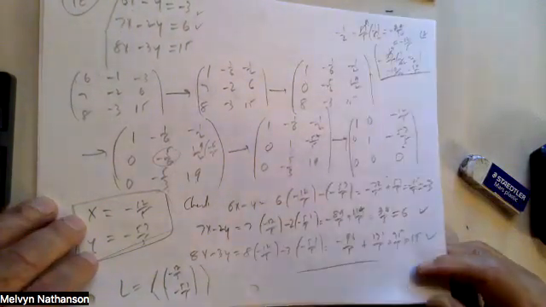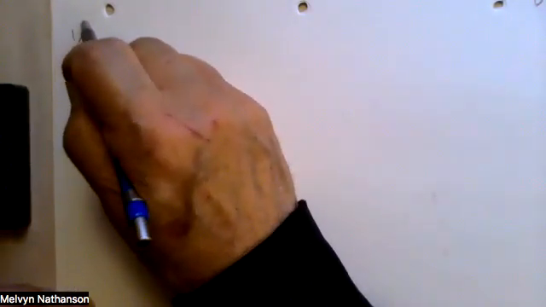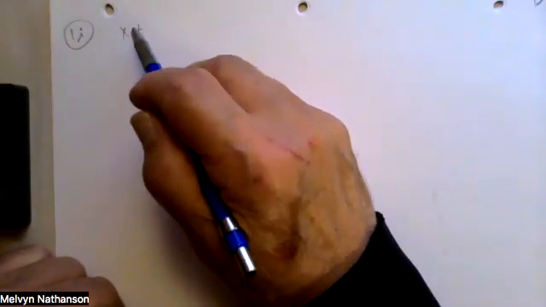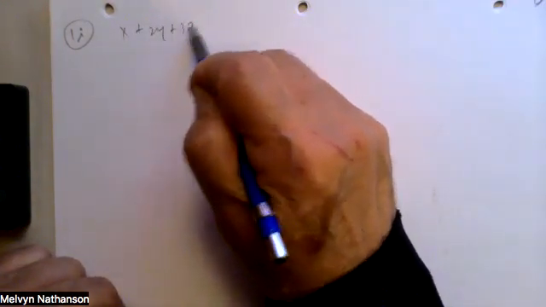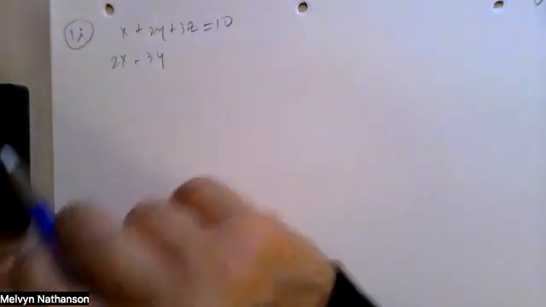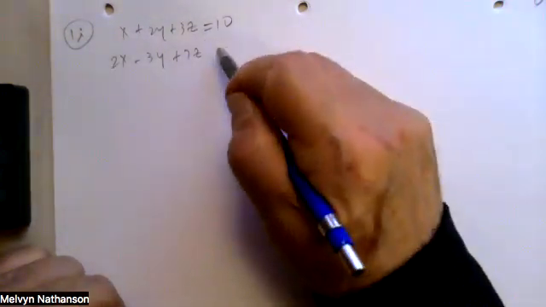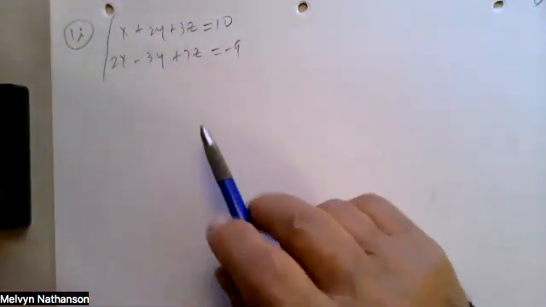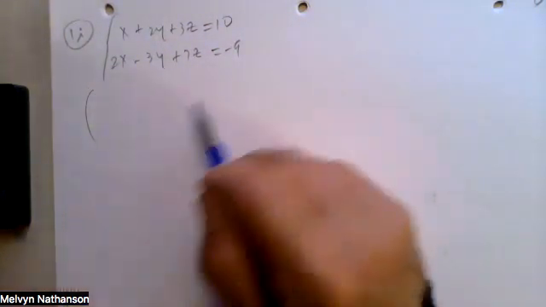So this is exercise 1, part I. In this case, a set of 2 equations and 3 variables: x plus 2y plus 3z equals 10, and 2x minus 3y plus 7z equals minus 9. 2 equations and 3 variables. What is the augmented matrix?